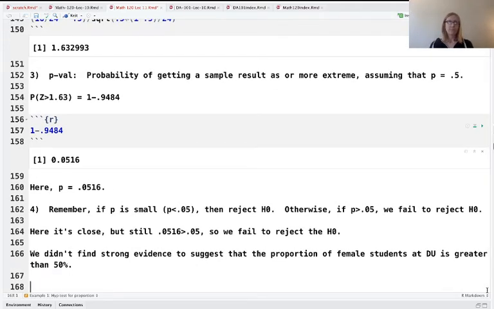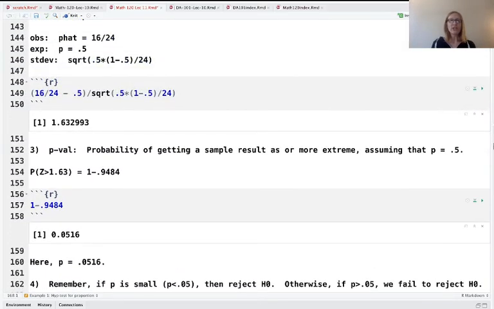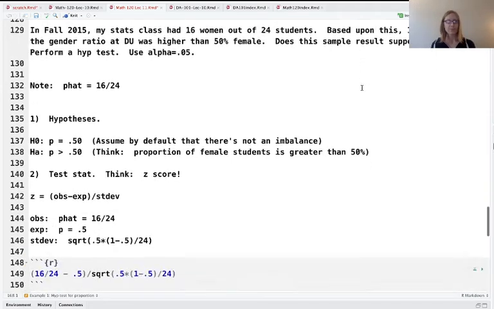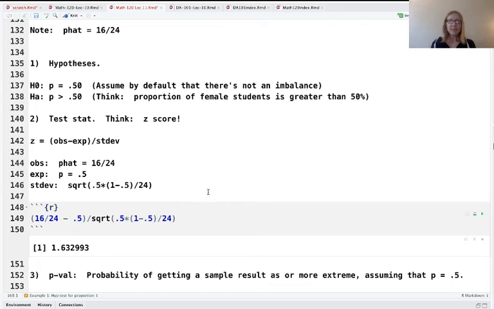The end. That was our first hypothesis test. And that's what these things are all about. We start with a question. We suspect that there's more than 50% female students. We summarize the data with a test statistic. Each test that we do is going to have a different test statistic.